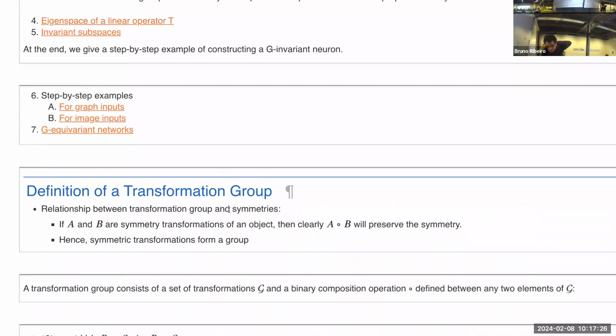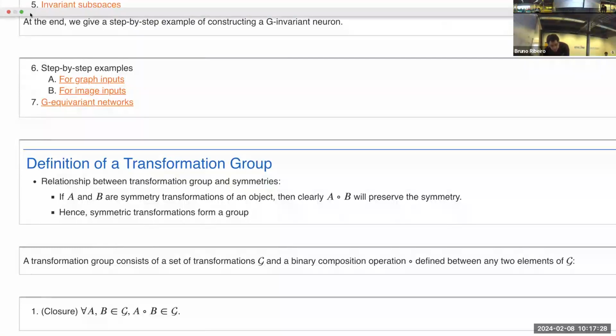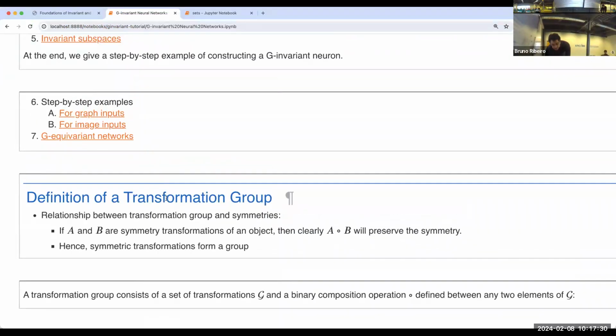So let's then talk a bit about transformation groups.